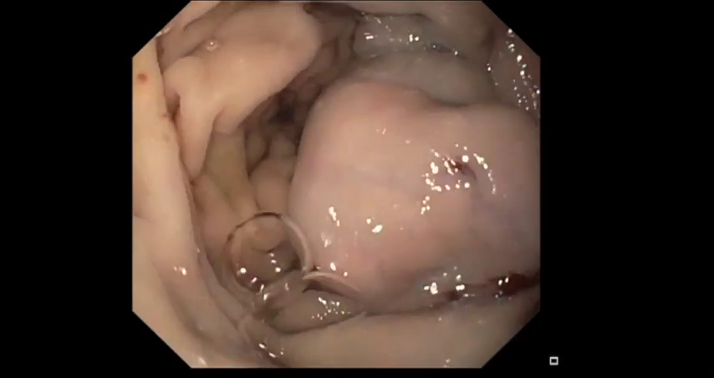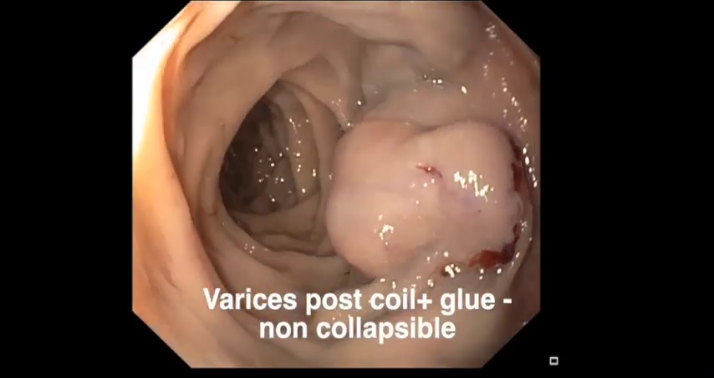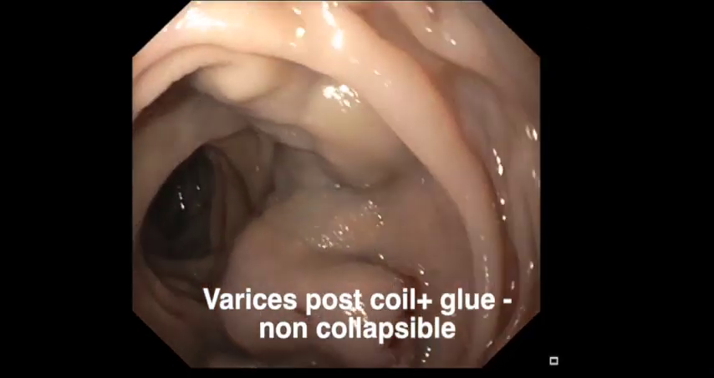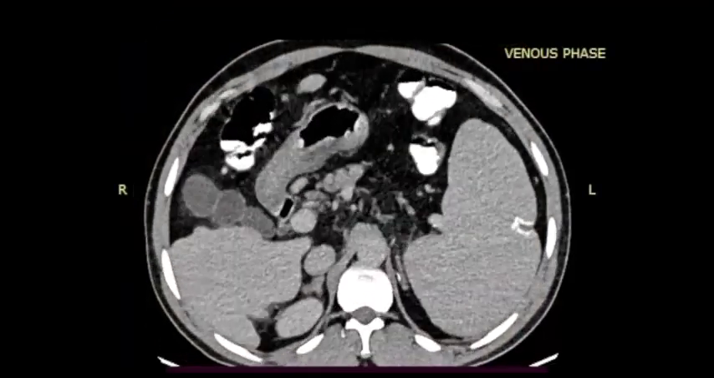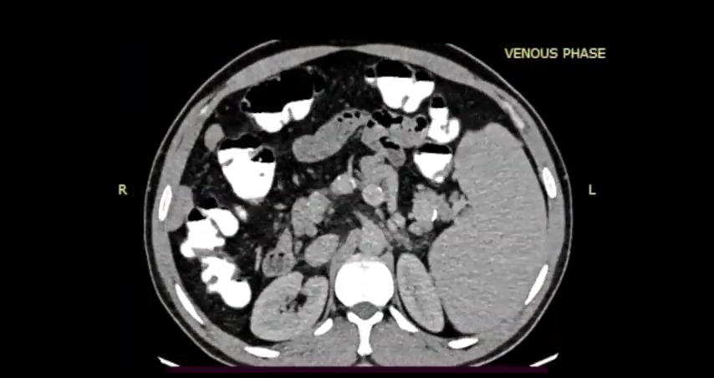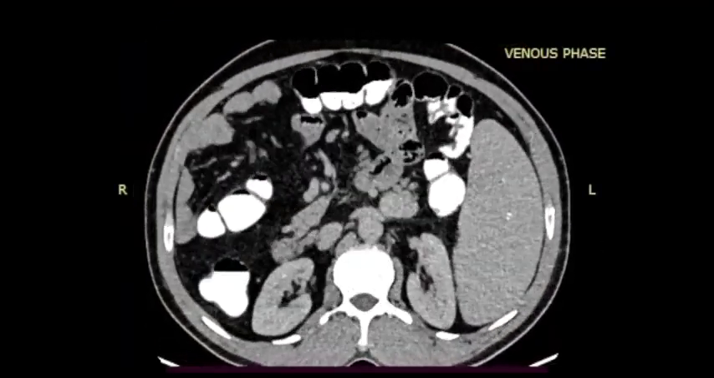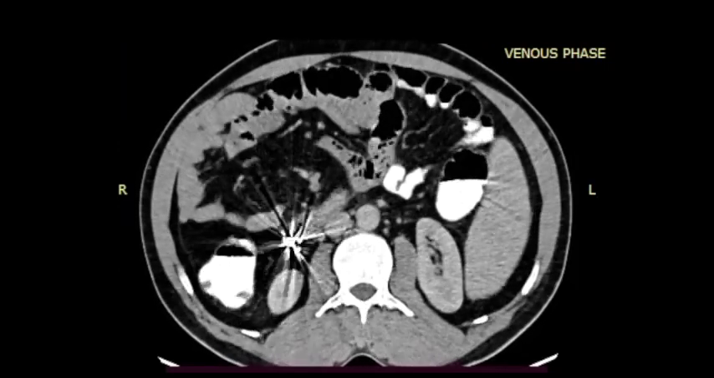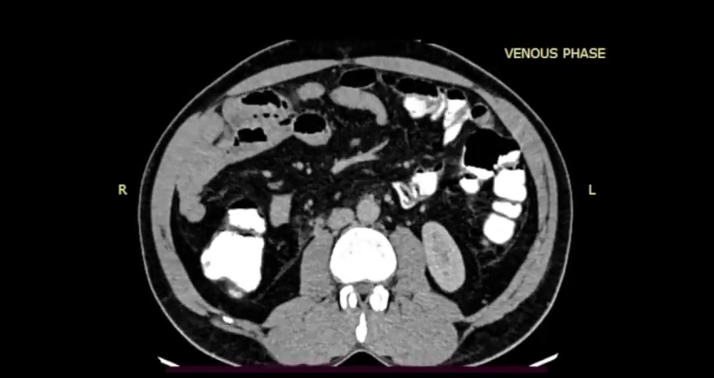Post embolization gastroscopy showed non-collapsible varices in D3. Post procedure CT was performed and it showed complete obliteration of the varix with no flow within the varix, and artifacts from coils were also seen.